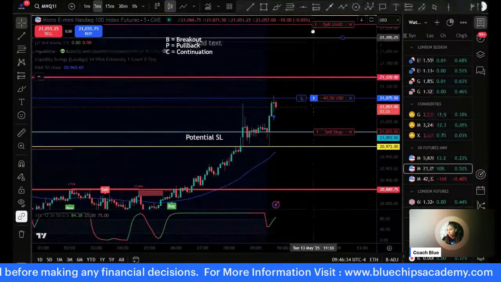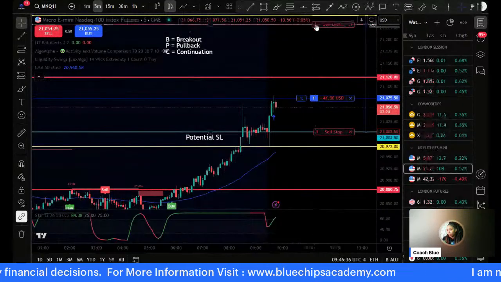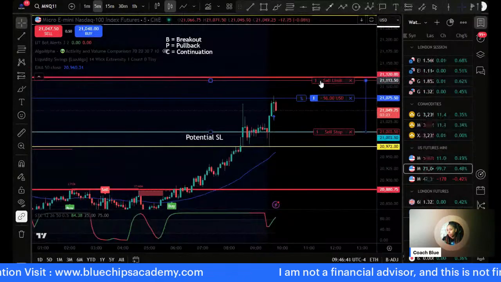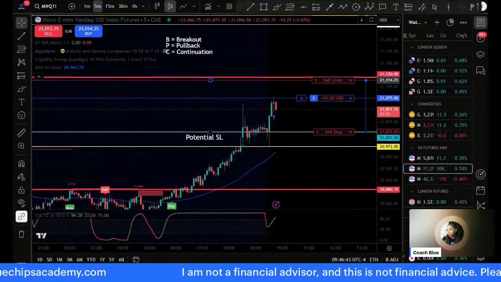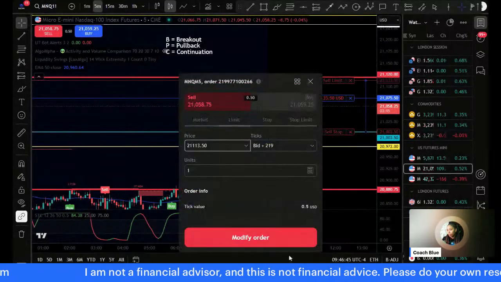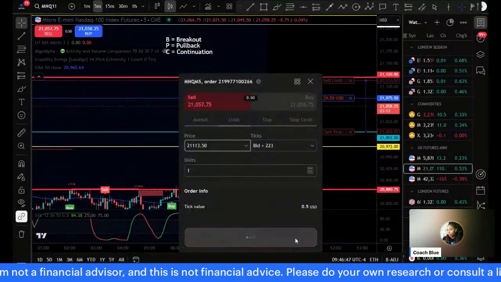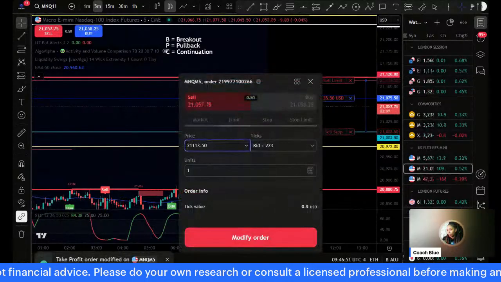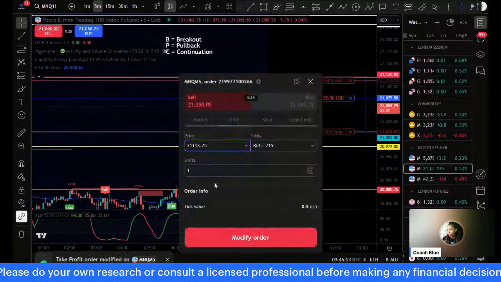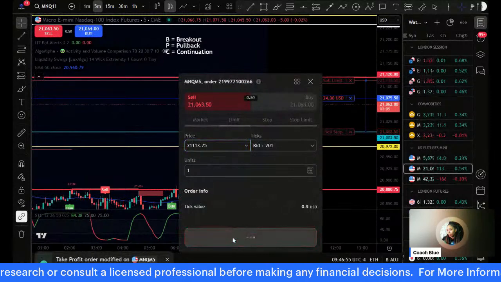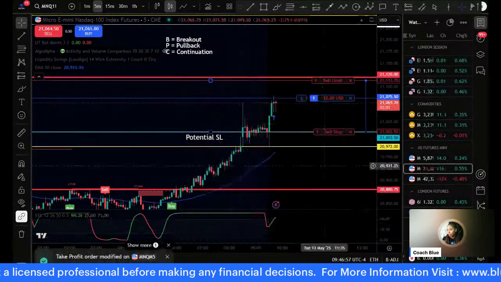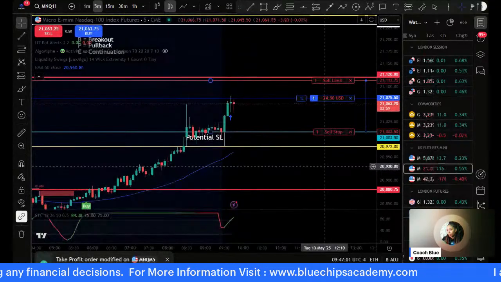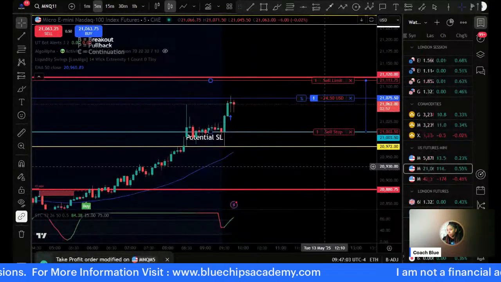We have our levels set for TP1 and TP2. Let me go ahead and move my TP1 back here. 21,000.75. I'm just going to type it in. 21,000.75. 1,113.75. Okay. All right, guys. So now we're just being patient and we're going to manage this trade.